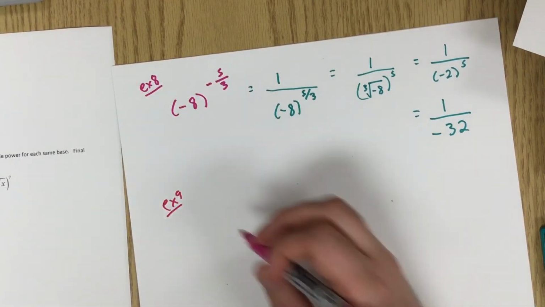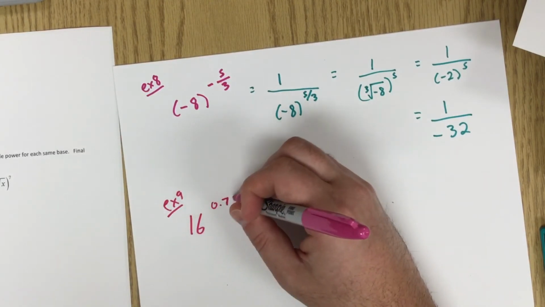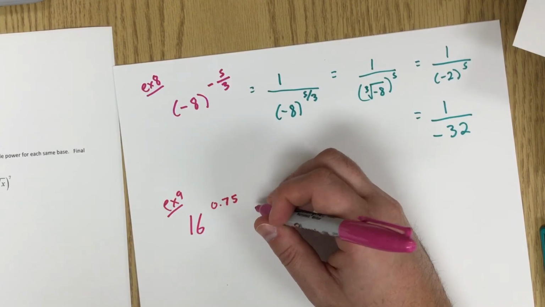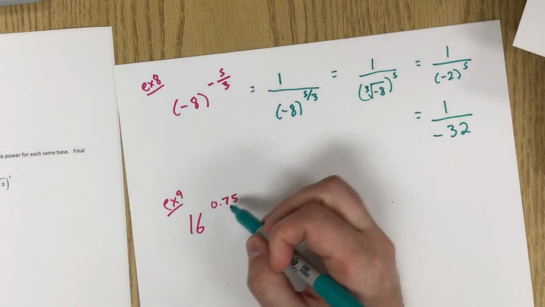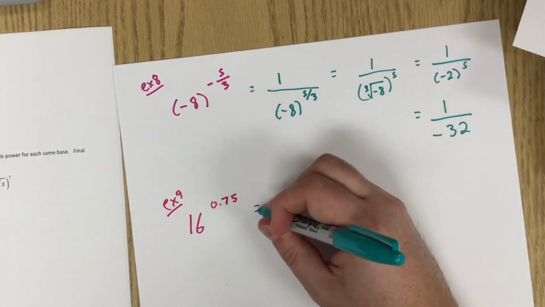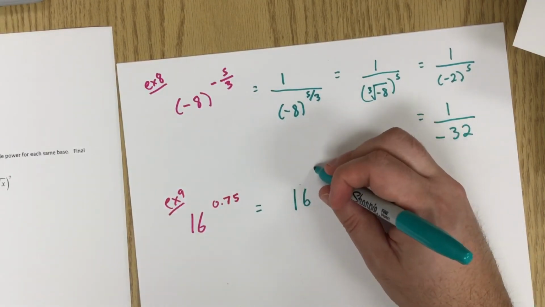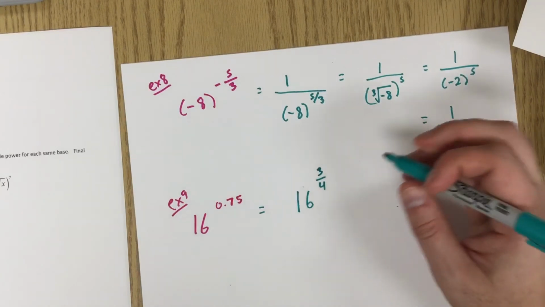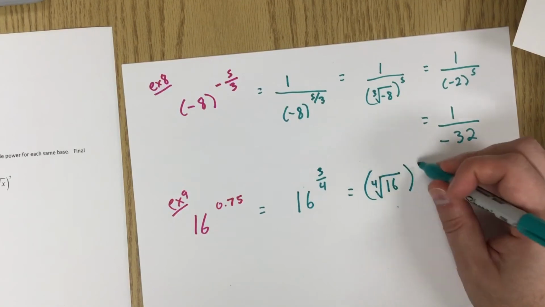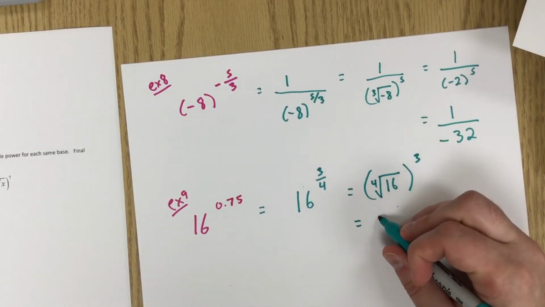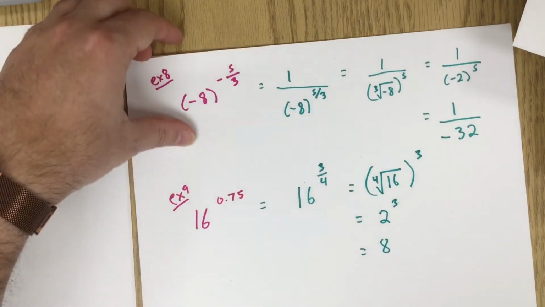Now I've been saying fractions, but really, there's nothing stopping it from being a decimal either. An irrational decimal would be a problem, but we're not going to deal with that. But a rational decimal, such as 0.75, you could always write as a fraction. So 16 to the 0.75 is 16 to the 3 over 4, which is the 4th root of 16 cubed, which is 2 to the 3, which is 8.